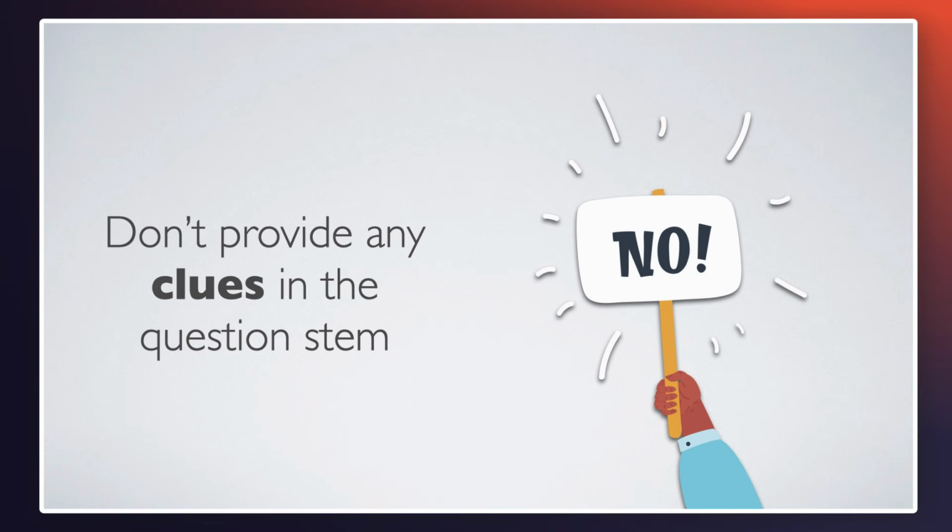So first thing is, don't provide any clues in the question stem. When you're writing your question stem, it should be a logical question and your options should logically answer that question. If you provide a clue in the question stem, it will be very easy for people to guess what would be the correct answers. So distractors are also referred to as options.